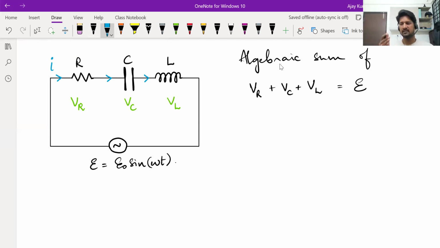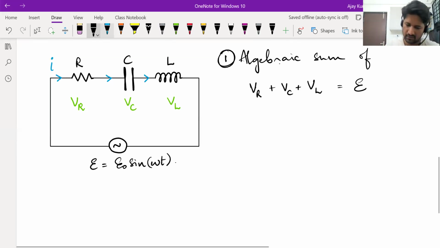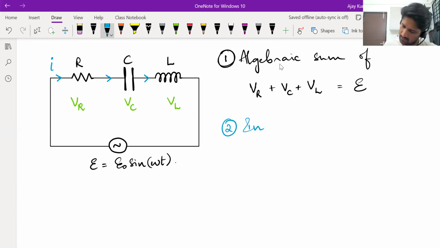So in an LCR series circuit, the current will be same through all three elements. Our aim now is to derive an equation for that current. So this is one thing you need to remember. The algebraic sum of voltages at any instant should be equal to the total voltage that you apply. Next, in a series combination, or in a series connection, I should say, we are not combining anything.